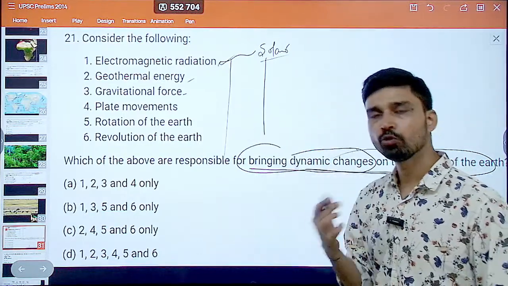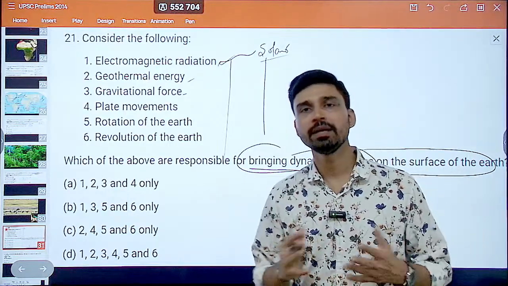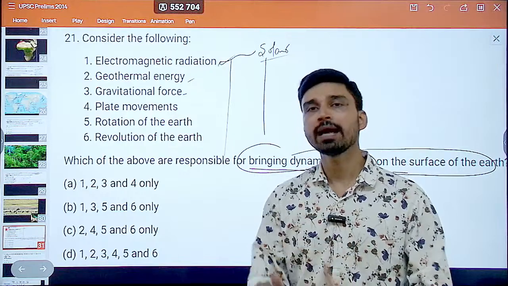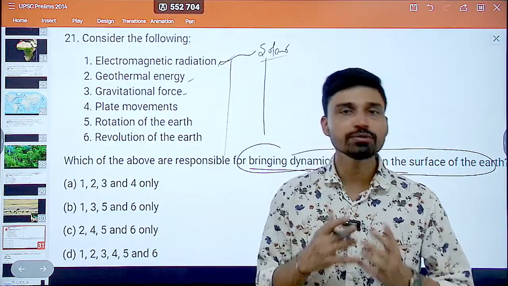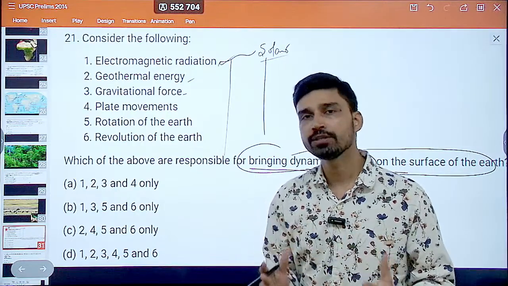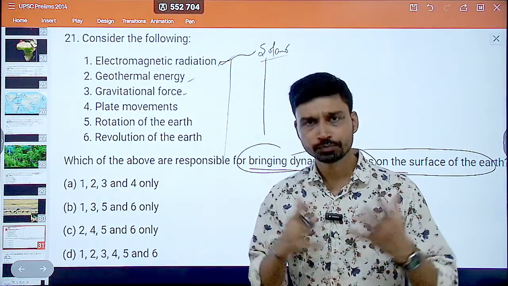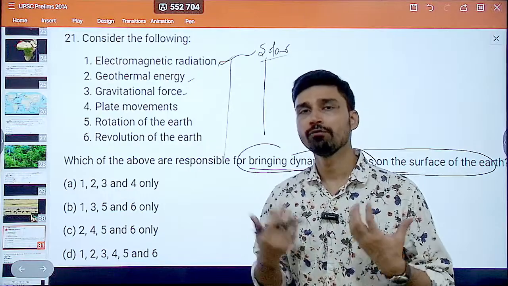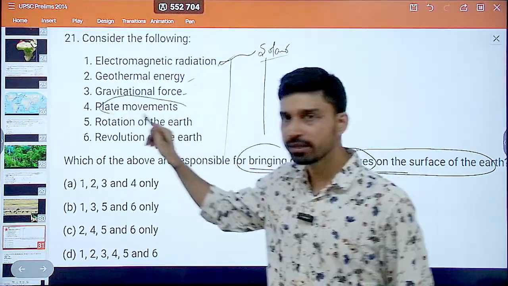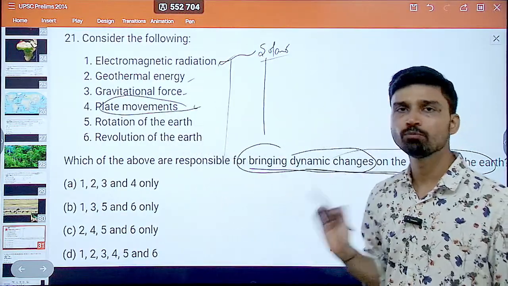Plate movements: we know that Earth is divided into multiple plates, a total of 7 major plates, and whenever these plates move, they interact with each other, and these interactions result in many dynamic changes, such as the formation of land masses such as mountains, continents, plateaus, formation of valleys, volcanic eruptions, earthquakes, all these natural hazards, tsunamis, are basically because of the plate movement.